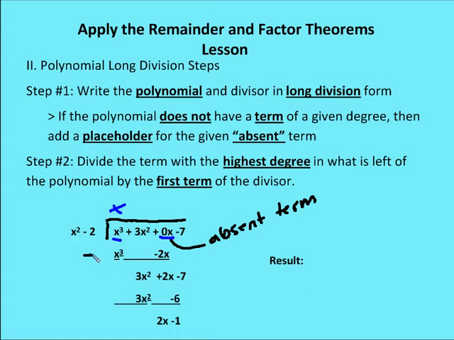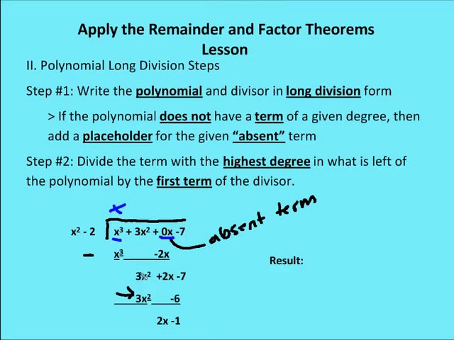Then I'm going to subtract these values, the product of the quotient and the divisor, from the dividend. So x cubed minus x cubed gives me 0. 3x squared minus 0 gives me 3x squared. 0x minus minus 2x gives me plus 2x. Minus 7 minus 0 is equal to negative 7. Now I have the balance here of 3x squared plus 2x minus 7.